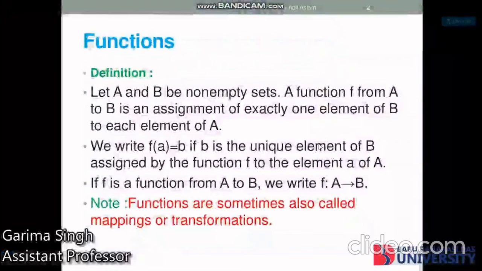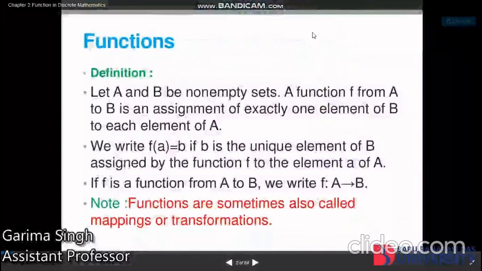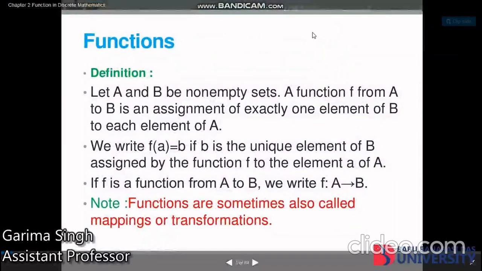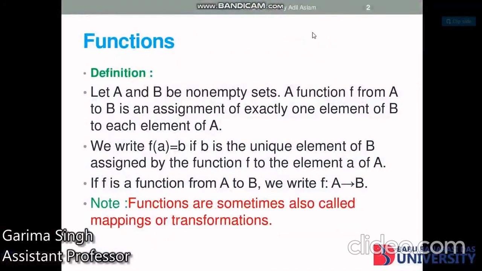Hello everyone. In today's lecture we will be discussing functions. Let A and B be non-empty sets. A function f from A to B is an assignment of exactly one element of B to each element of A. This is how we represent a function. We write f(a) = b if b is the unique element of set B assigned by the function f to the element a of A. If f is a function from A to B, we write it as f: A → B. Functions are sometimes also called mappings or transformations.